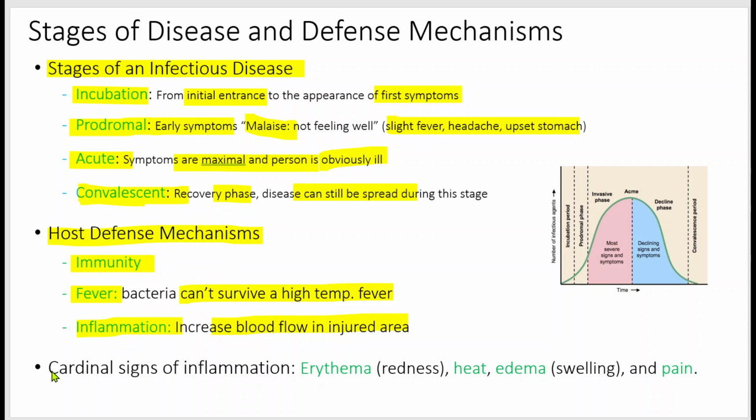We have the cardinal signs of inflammation. There are 4 cardinal signs: erythema, which is redness; heat; edema, which is swelling; and pain. With any kind of infection, you'll see redness in the area. There will be heat because of the blood. Most of these are because the blood circulation is increased in the area. So you have more redness, heat, edema, and pain because of the pressure on the nerve endings. And this would end our review for this chapter.